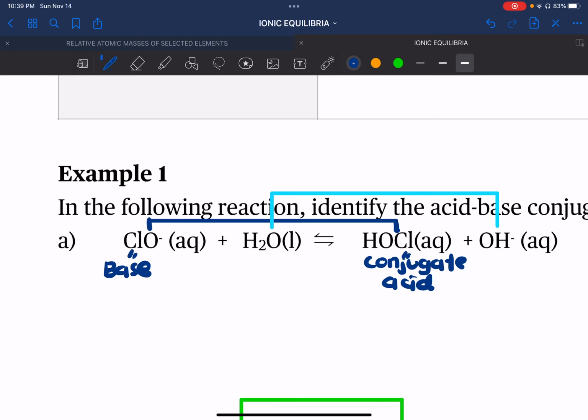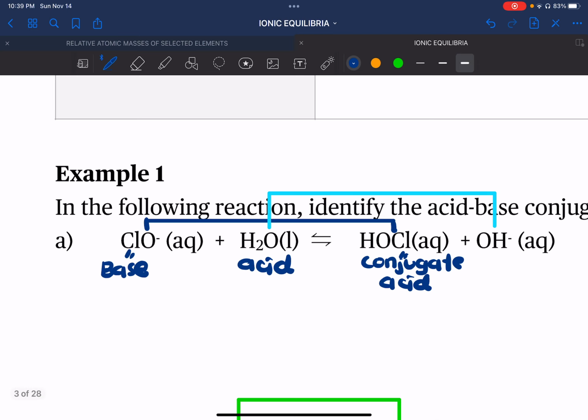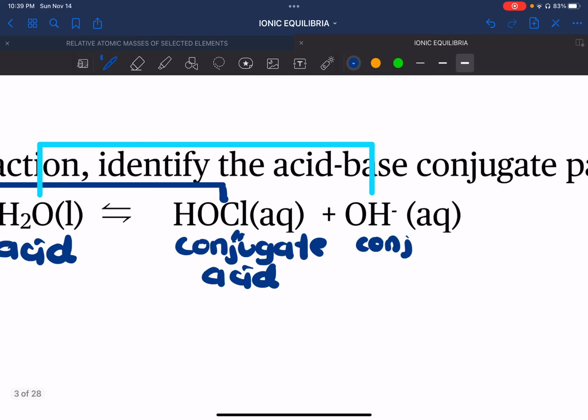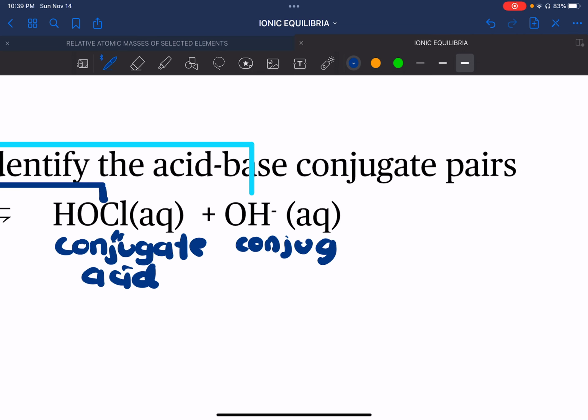Okay, so H2O, you dah tak perlu fikir dah. So basically, kalau satu base, pasangan dia acid lah. So kalau acid, pasangannya adalah conjugate base.